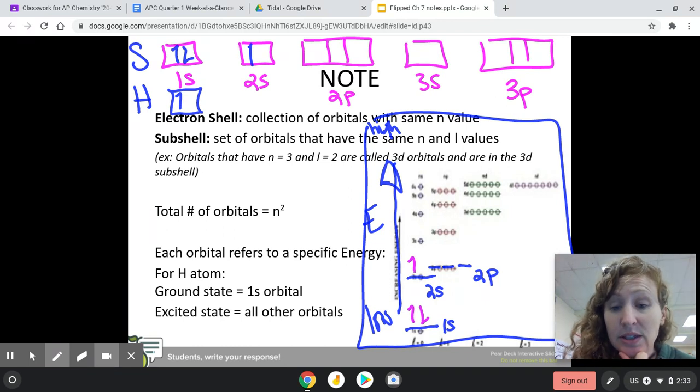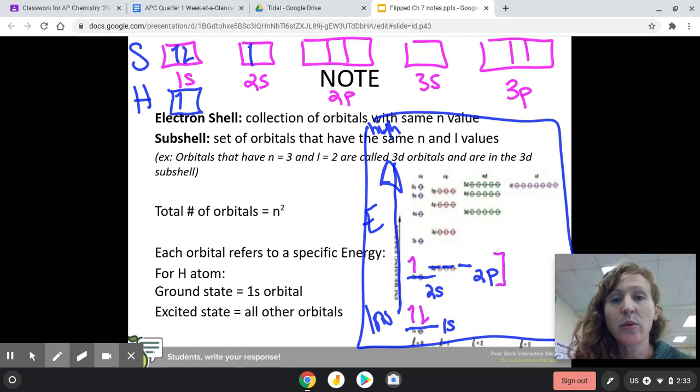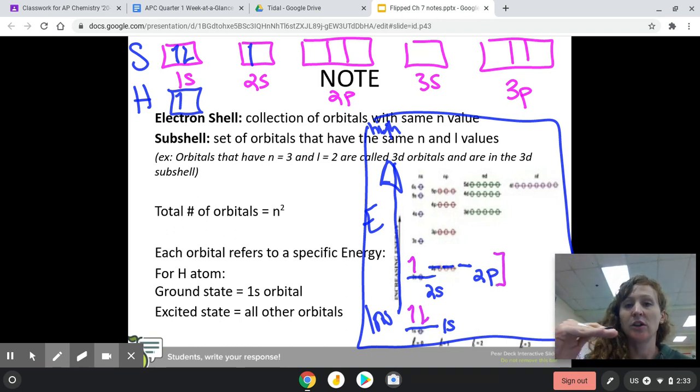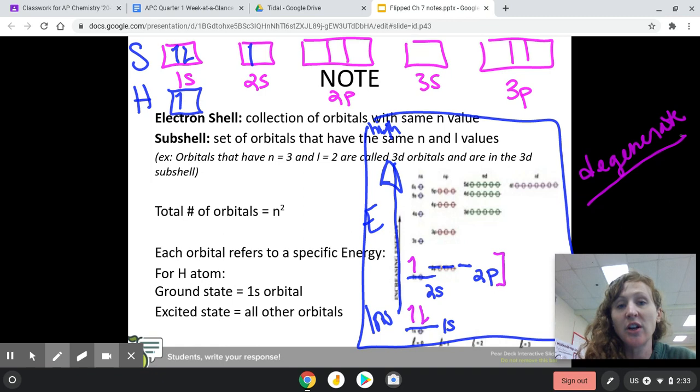Okay, so notice again, we're filling each orbital with 2 electrons before we go to the next higher energy electron. Now notice the 2p orbitals here, all 3 of them are at the same energy level. So we have a term for that. That is called degenerate. They are degenerate orbitals.